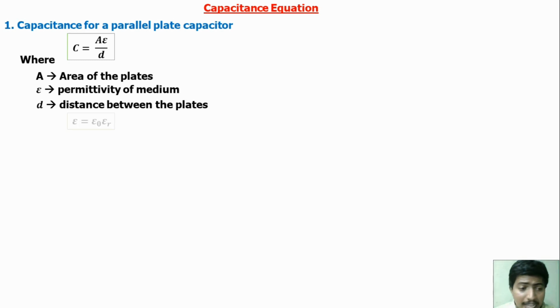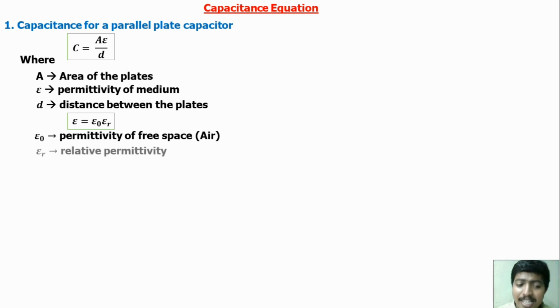So here epsilon means epsilon naught into epsilon r. Epsilon naught is the permittivity of free space. Epsilon r is the relative permittivity. The epsilon naught is a constant. Remember this constant value. Epsilon naught is equal to 8.854 into 10 power minus 12. This is the first formula.